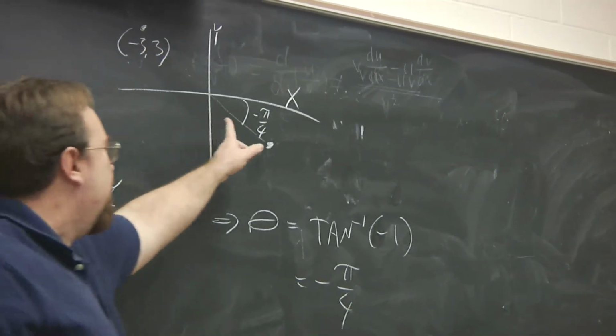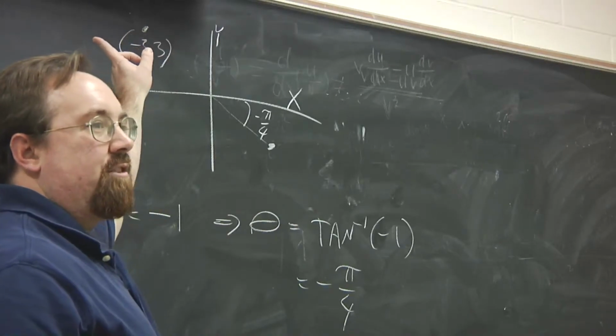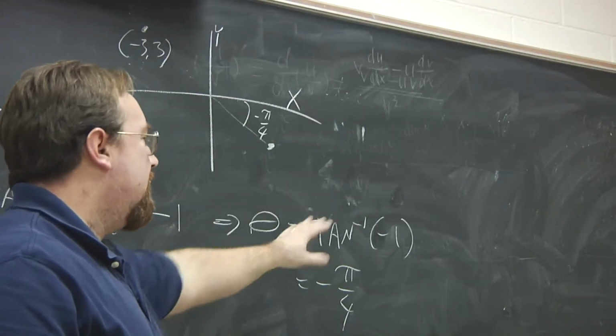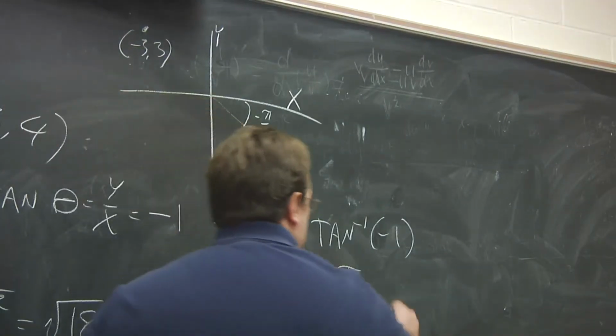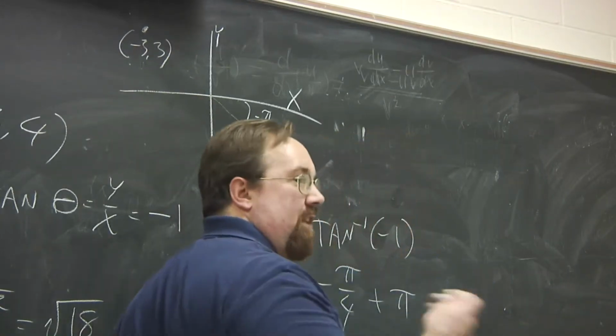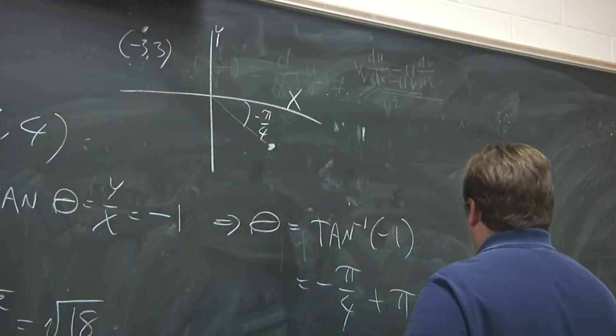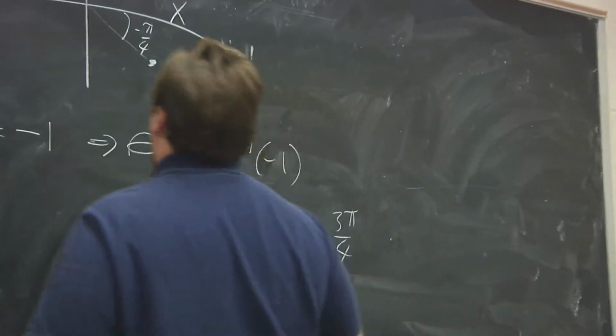That is one way to look at it. They just go through the origin and come out the other side. And how you correct it numerically, you add pi. So that accomplishes the same thing. So it'll be 3 pi over 4.